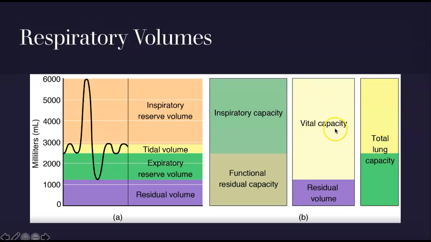Vital capacity, right here, it's the amount of air a person can move into or out of his or her lungs, and it's the sum of all the volumes except residual volume. You can see here. So here's total lung capacity, here's vital capacity, and that's without the residual. Remember, residual is just what we keep in our lungs so that our alveoli don't collapse. So you could think of vital capacity as like what you could possibly breathe in and breathe out, which keeps you alive, and that's vital capacity. I don't know, that's how I think about it. That's between 4,000 and 5,000 milliliters.